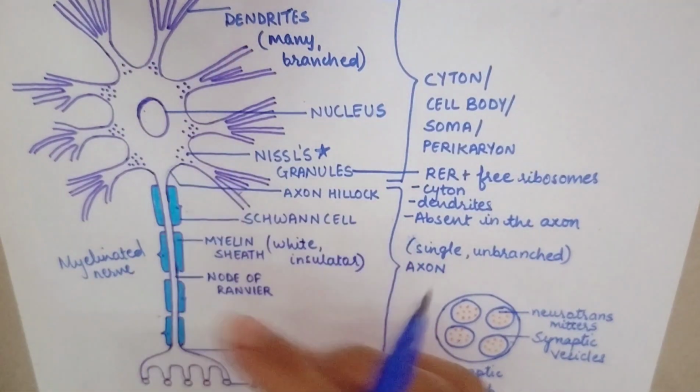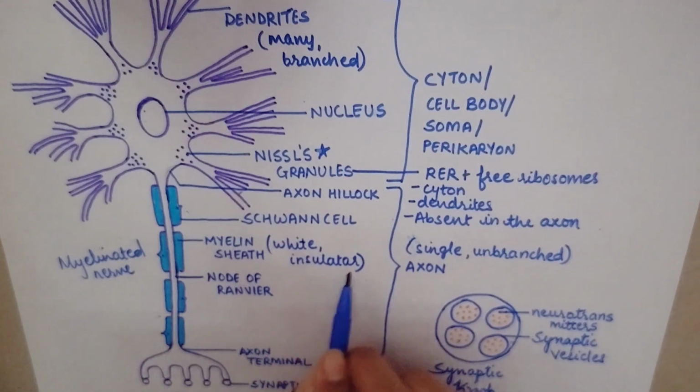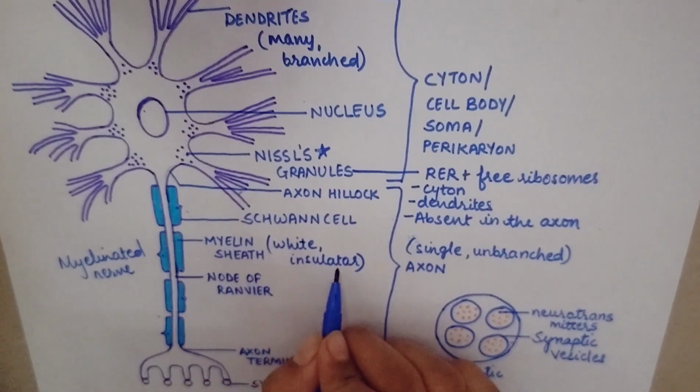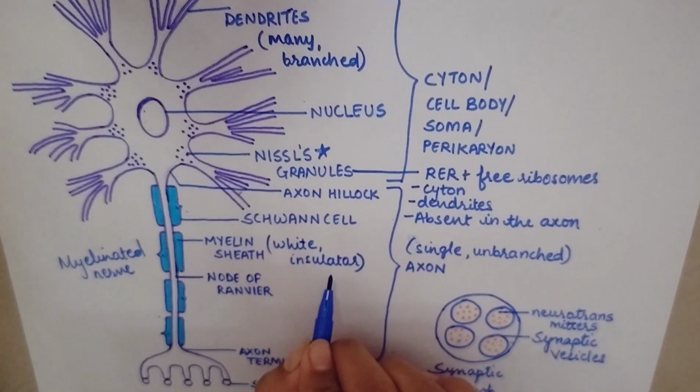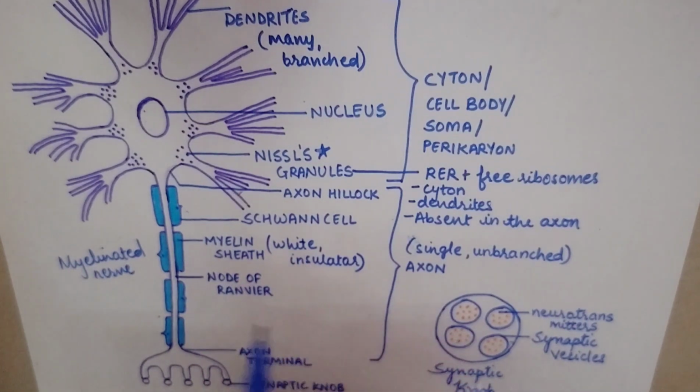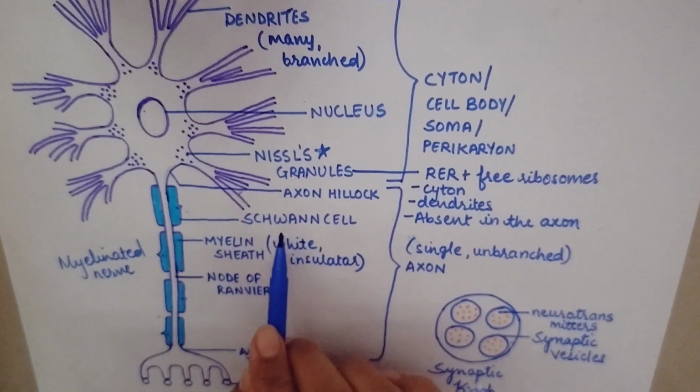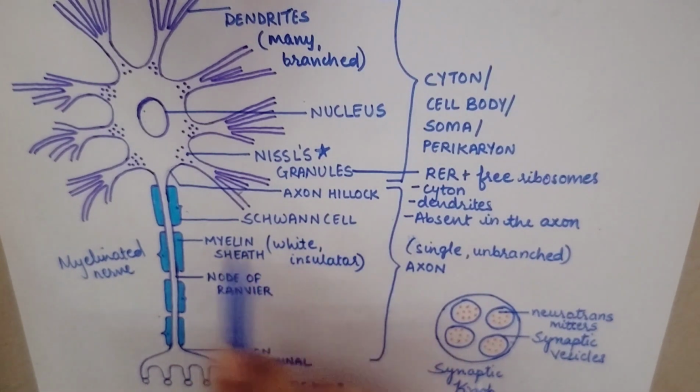Okay, so this myelin sheath will give white appearance and it acts as an insulator. Insulator meaning it will resist electrical flow. Now this is also something important which you should remember, that it gives white appearance and it acts as an insulator. So this myelin sheath is secreted by the Schwann cell, which is present.